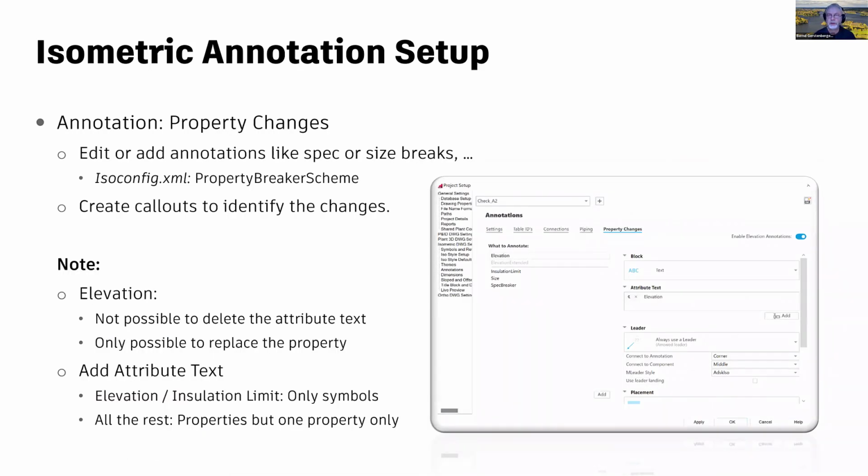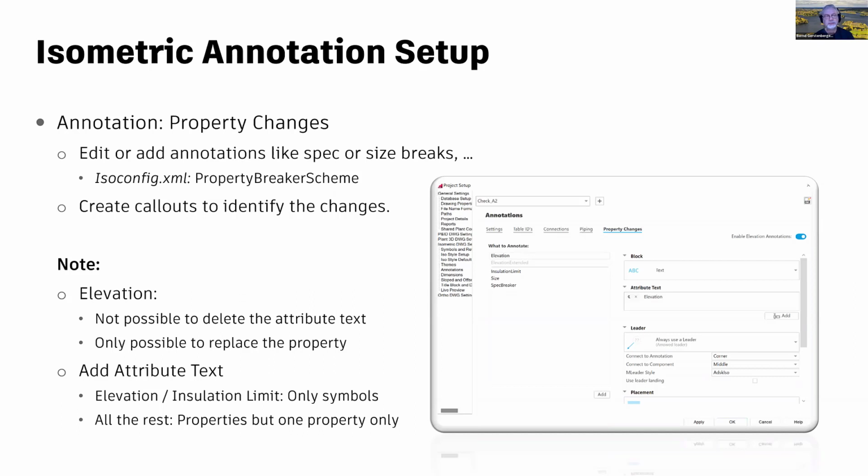So moving on to the last tab of annotation setup, property changes, which is the property breaker scheme in your isoconfig XML file, which creates callouts to interface with changes. So for example, if you have a spec breaker here in your pipeline, the spec will change from CS300 to CS150 maybe. Then it will be annotated, showing a symbol normally, showing the name of the one spec on the one side and for the other side, the other spec name.